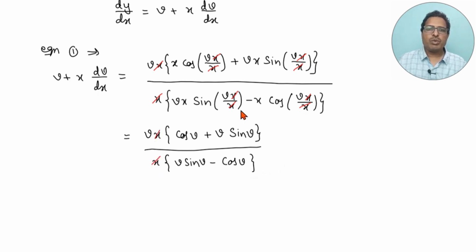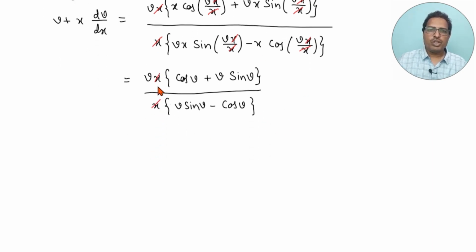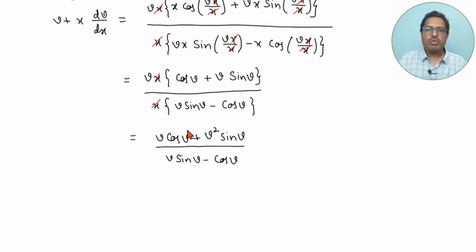How this x and x will cancel out, you can just multiply this v inside, that becomes v times cos of v plus v into v will become v square times sine of v, whole divided by, in the denominator we have v sine of v minus cos of v. So, since this entire expression is in terms of v, you can even take this v on the other side, x dv by dx as it is, send this plus v on the other side, it becomes minus of v.